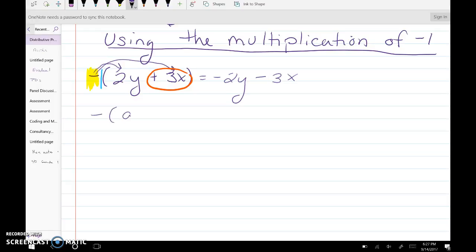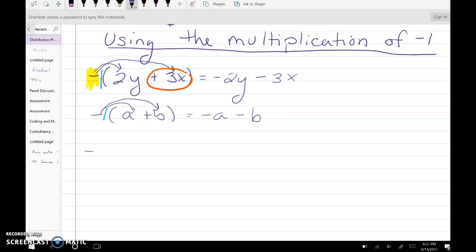Negative (a plus b). Again, this negative is really a negative 1. And we're going to distribute this negative 1 to both the a and the positive b. So we end up with negative a minus b. One more to go over with you.